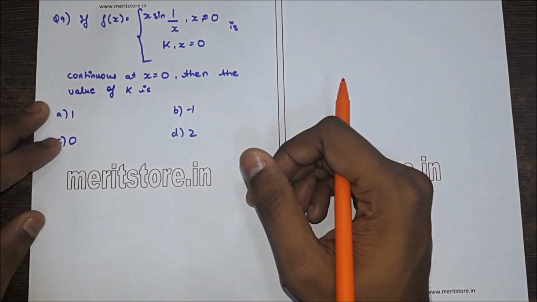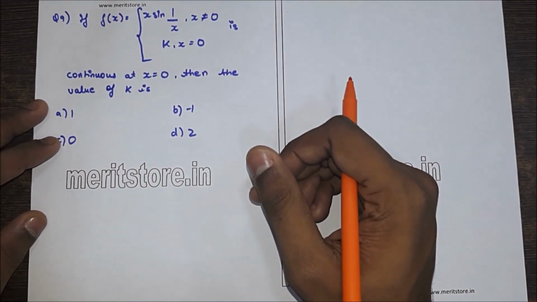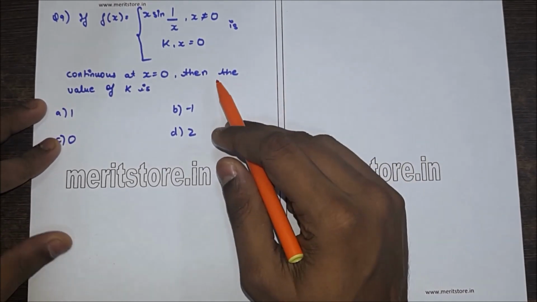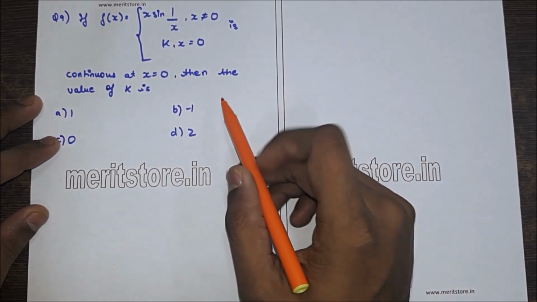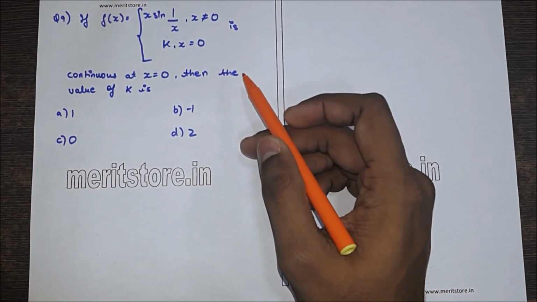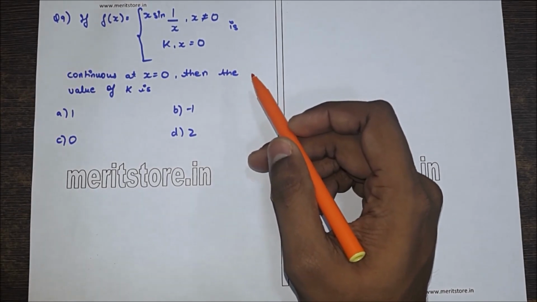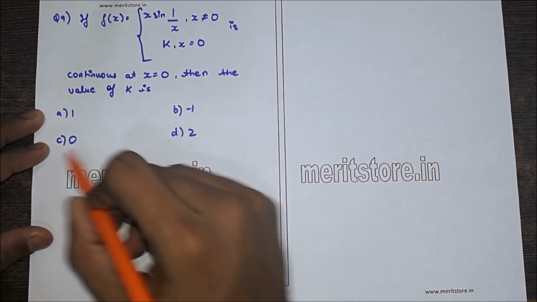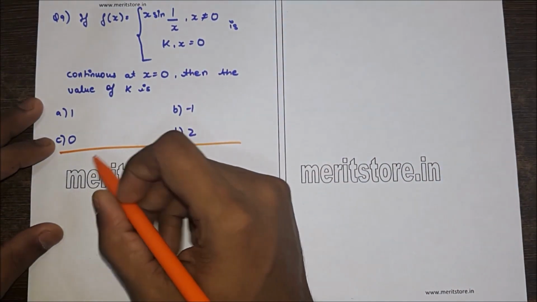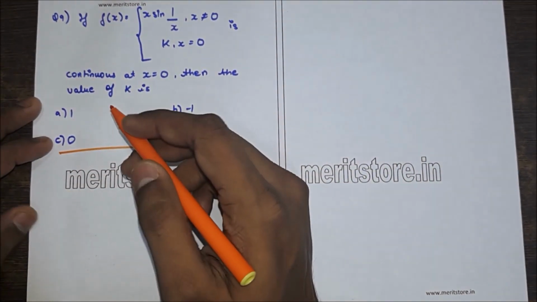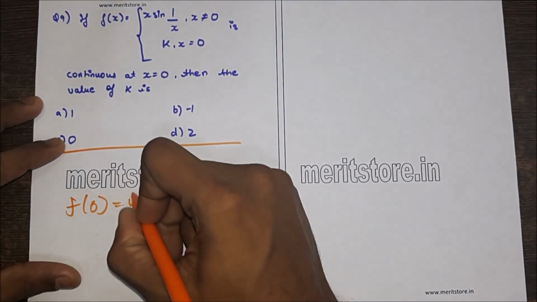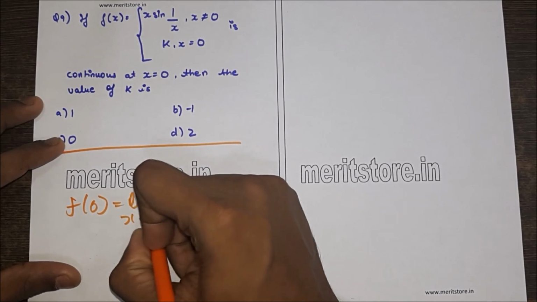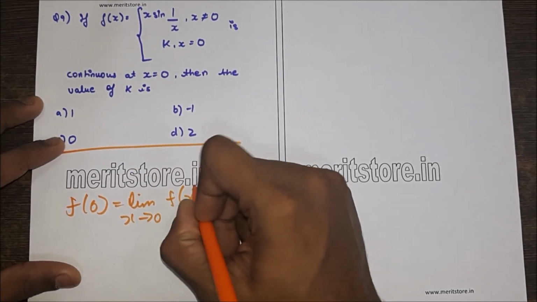If f of x is equal to x sine 1 by x for x not equal to 0, and k for x equal to 0, is continuous at x equal to 0, then the value of k is: a, 1; b, minus 1; c, 0; or d, 2. So if f of x is continuous at x equal to 0, then we can write f of 0 is equal to the limit as x tends to 0 of f of x.